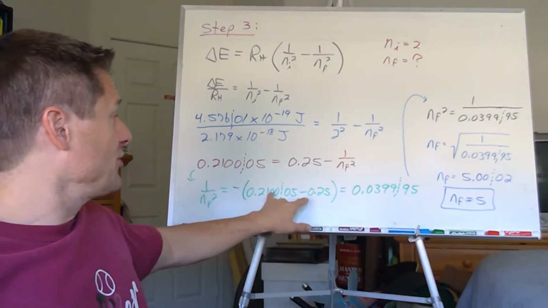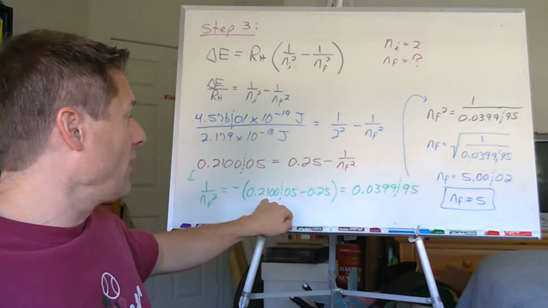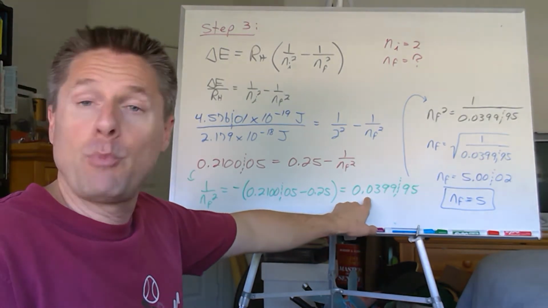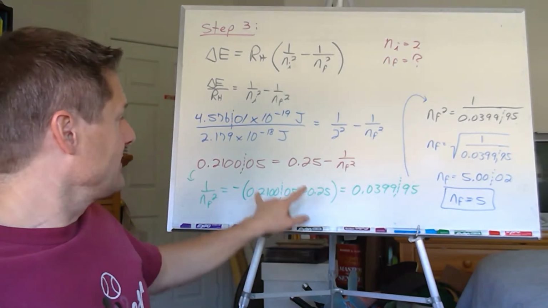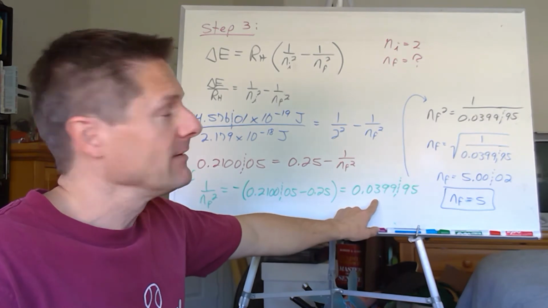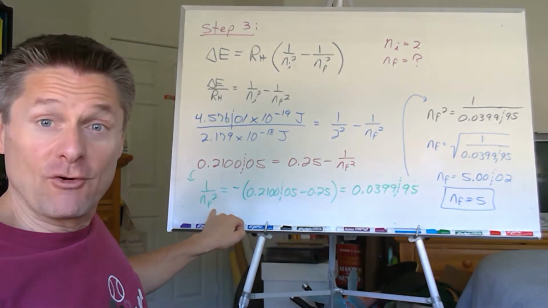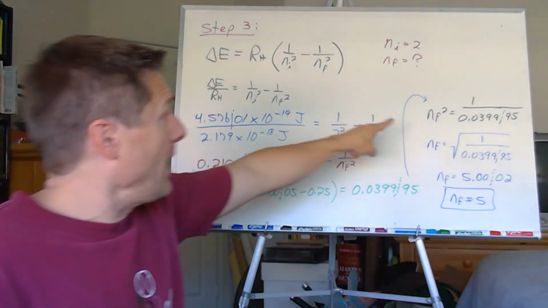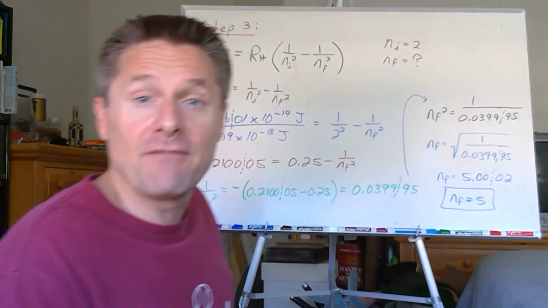So when you do the subtraction, the 0.25 is exact. Quantum numbers are exact. So we're limited to 4 decimal places. So I get 0.039995. That's that whole term. So 1 over n f squared is 0.039995. Well, I need to isolate n f squared, so I need to take the inverse of both sides. So n f squared will just be the inverse of this, or 1 over 0.039995.